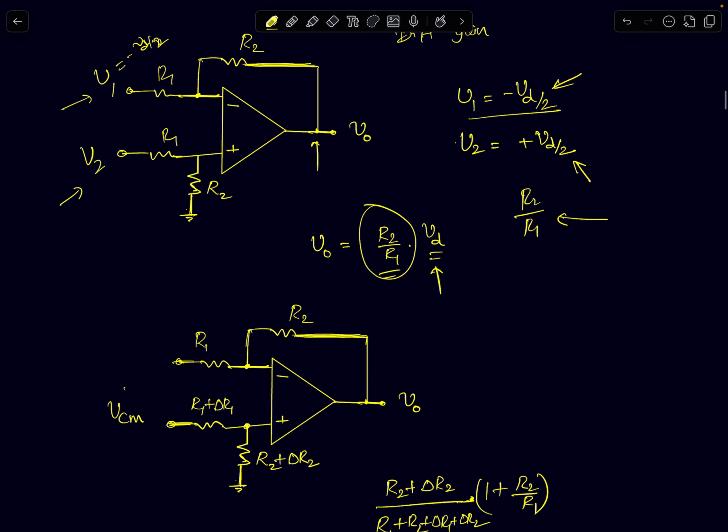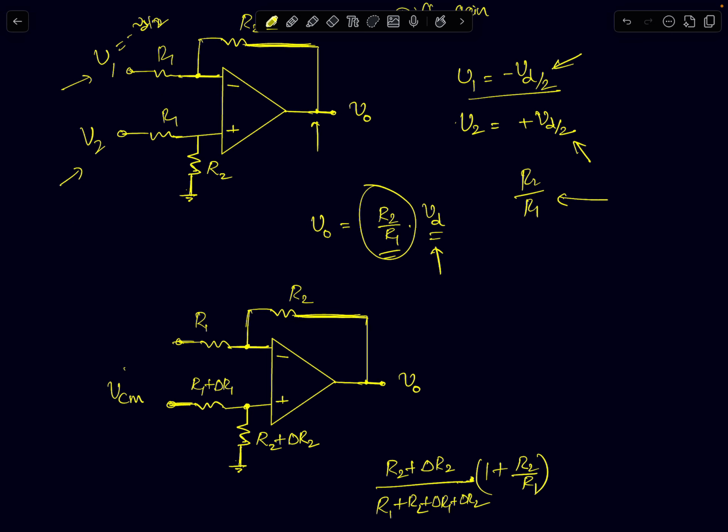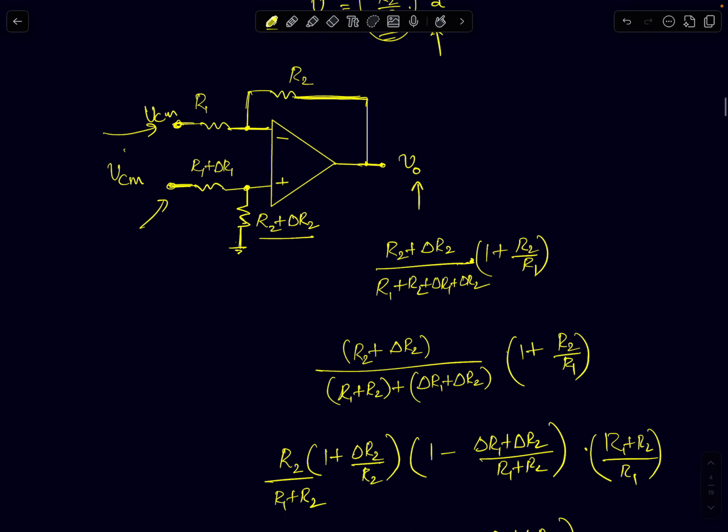For common mode gain, ideally it is 0, but we have to assume mismatches. Only then you get a finite common mode gain. So we'll assume the resistor R2 is slightly mismatched with the feedback resistor R2, by a factor delta R2, and R1 is also slightly mismatched by a factor delta R1. Now, using a little bit of mathematical analysis, you have to derive, assuming we are applying the same VCM to both these nodes, the output voltage. I'll leave that as an exercise and quote you the final result.